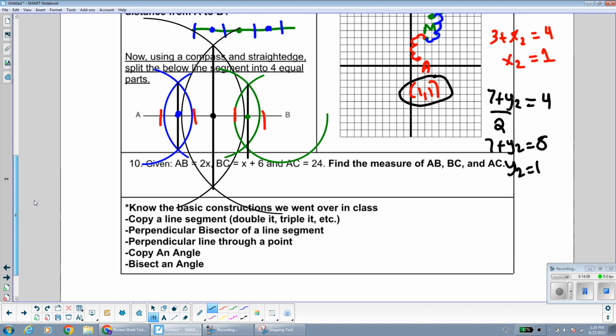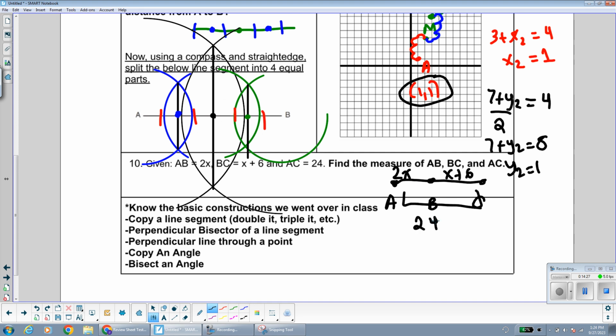For this next one over here, it really should say that B is in between A and C, so that way you could draw a picture. So here's A, B is somewhere in between, and here's C. And we know that AB is 2x, and we know that BC is x plus 6, and we know that the whole thing AC is 24.